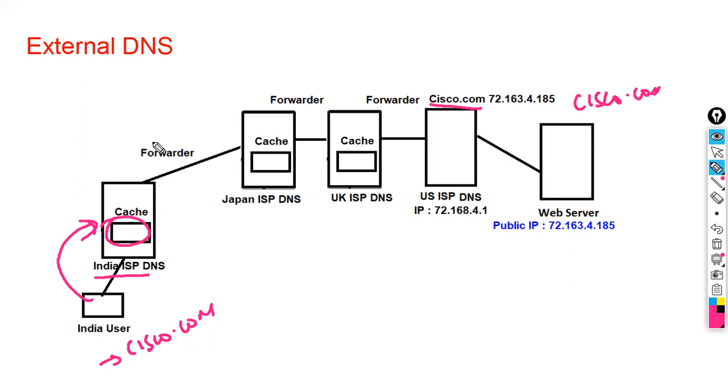Then it will use the forwarder. Forwarder means it will forward the request to the directly connected DNS. So Japan ISP is connected with India ISP. Japan ISP will also do the same thing. It will check its cache first. The IP address of cisco.com is not available in the cache. Then again, it will use the forwarder and forward the request to UK ISP.